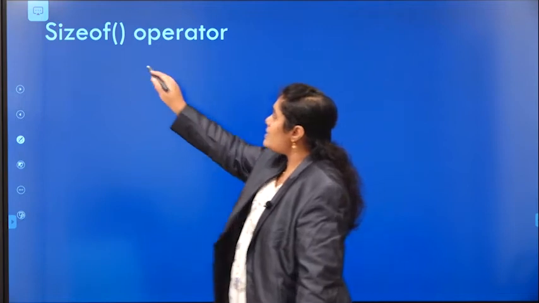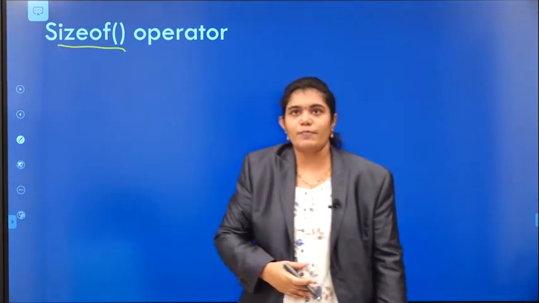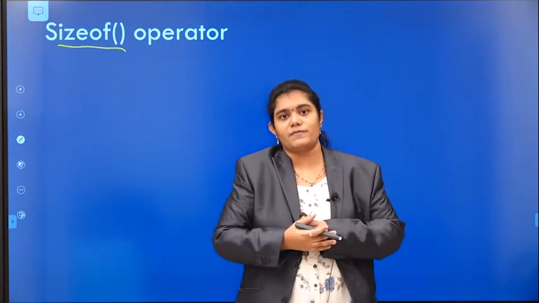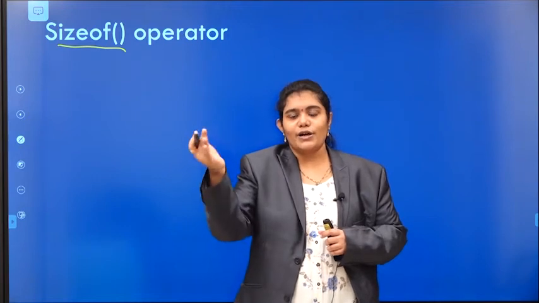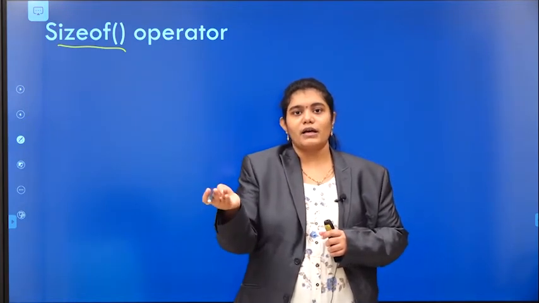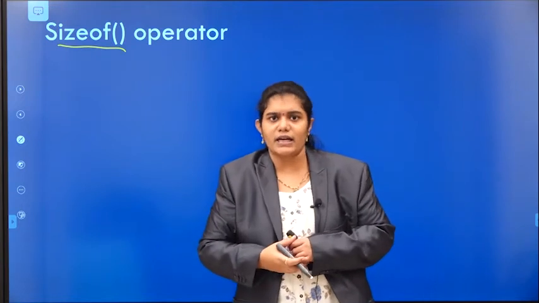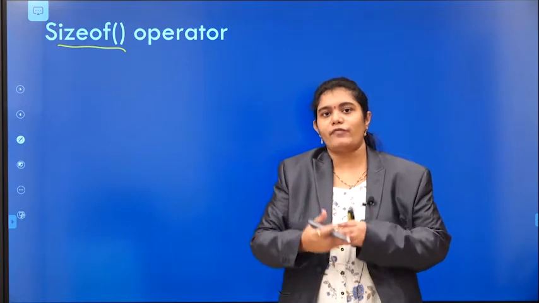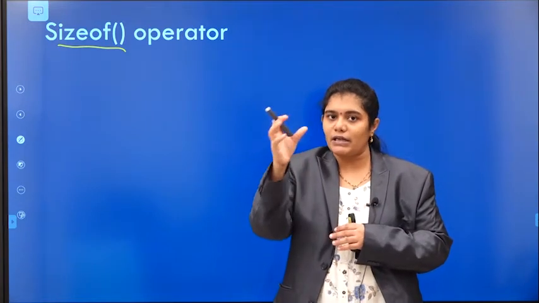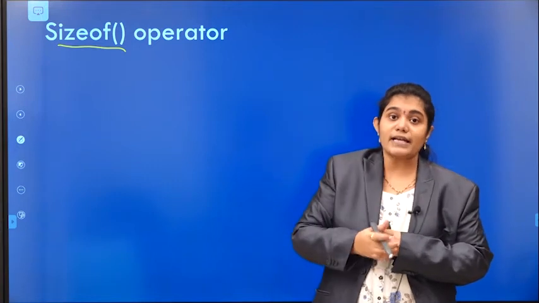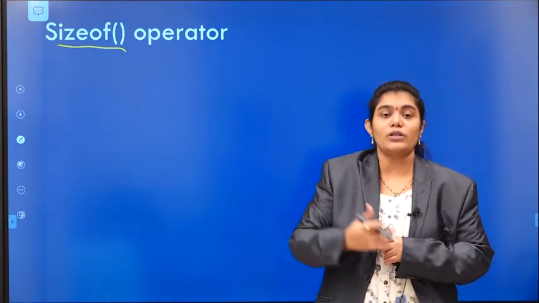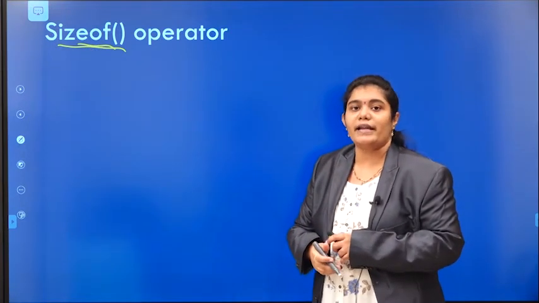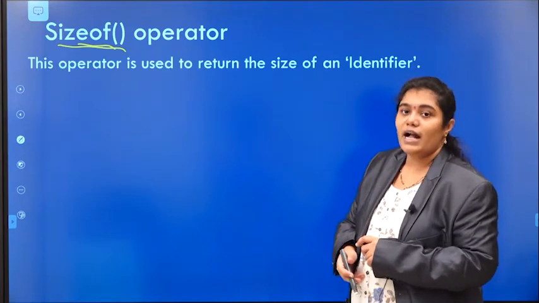And the next one is the sizeof operator. In our C programming we have declared so many identifiers with so many data types, right? Integer, character, float, short int, long int, double, like we have so many data types available. While programming, if I want to know the size of a particular variable, how can I know that? With the help of this sizeof operator, I can know the size of any identifier.